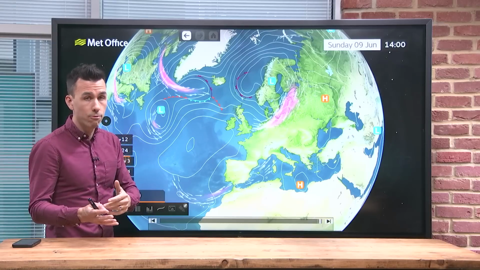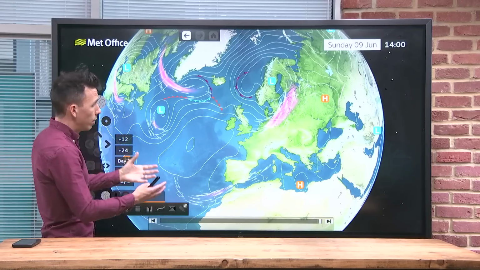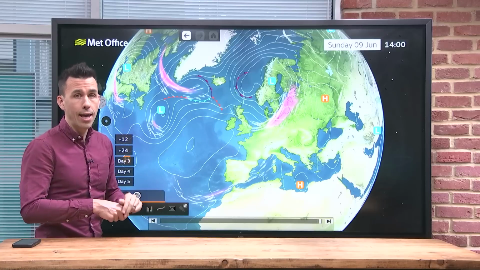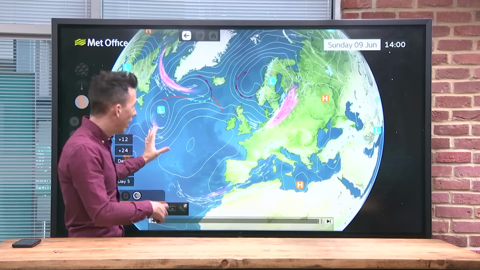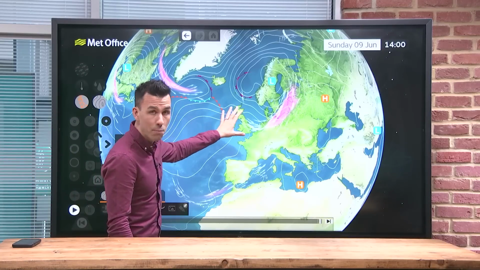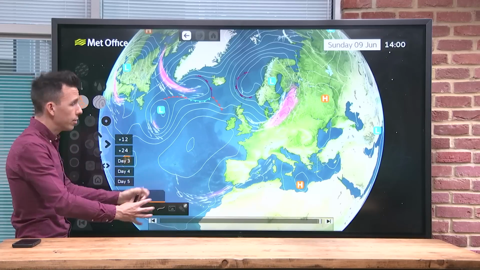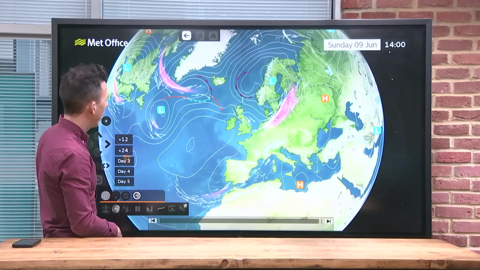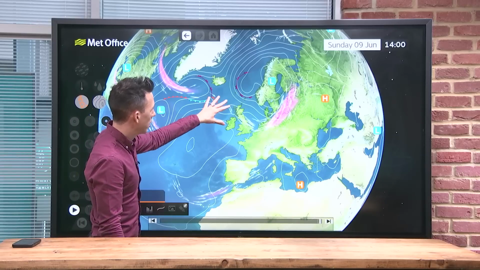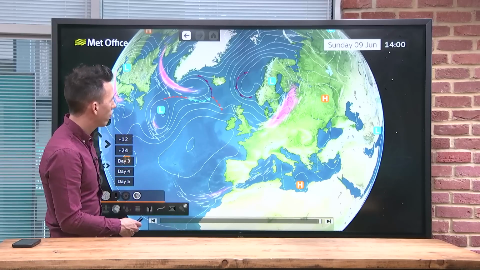Some areas will notice it first. The south and southwest will be mostly settled at the end of this week and into the weekend. But it's not until really the middle of next week that high pressure exerts much more dominant control across the whole of the UK, of course, with these weather fronts potentially toppling in over the top of that high.